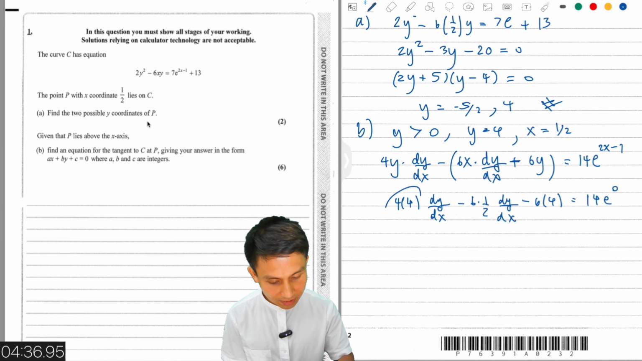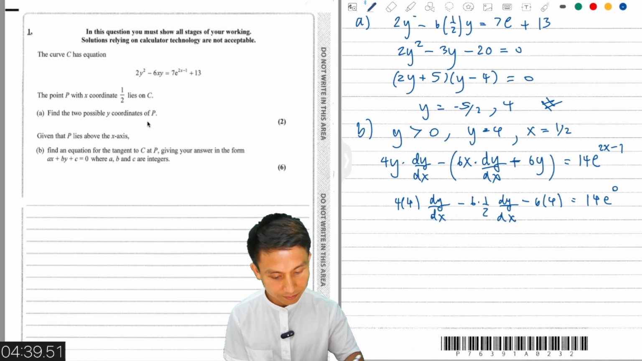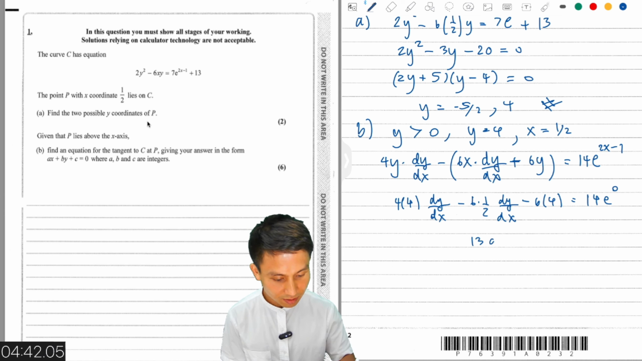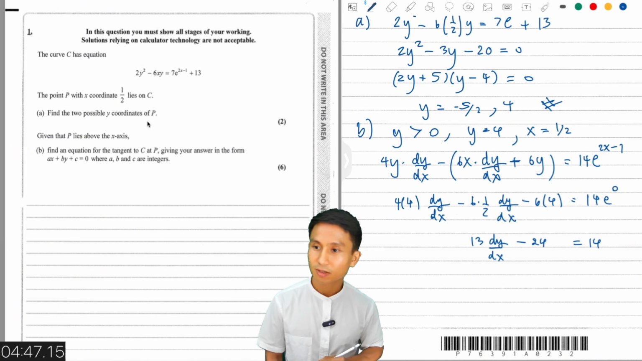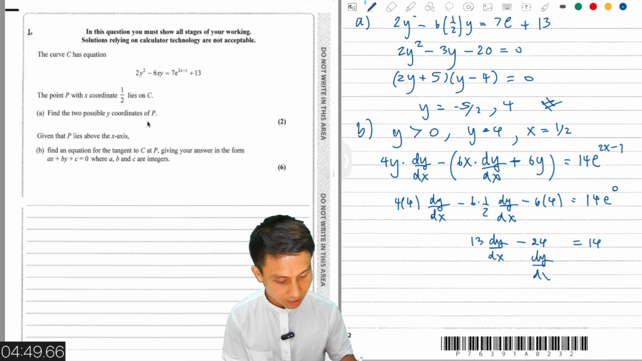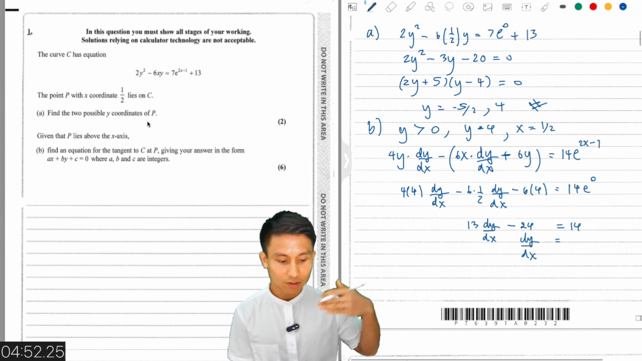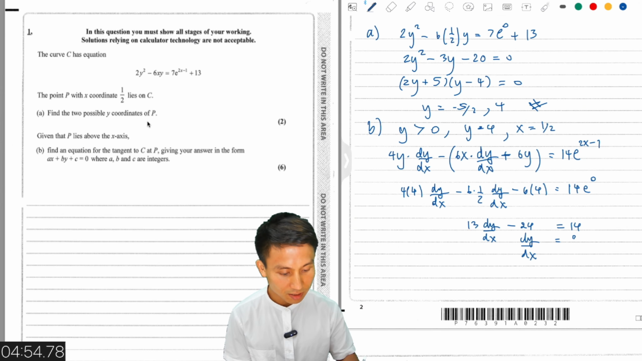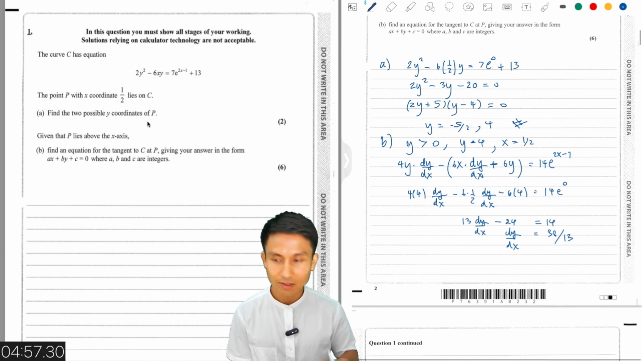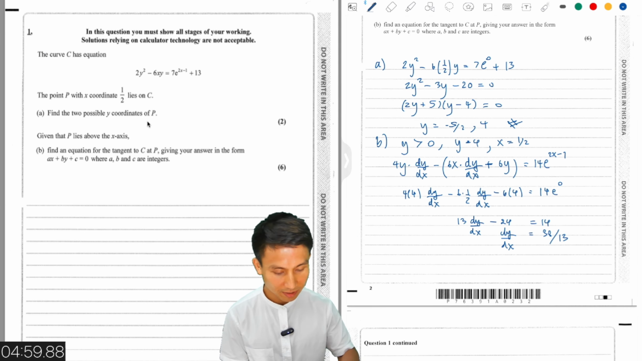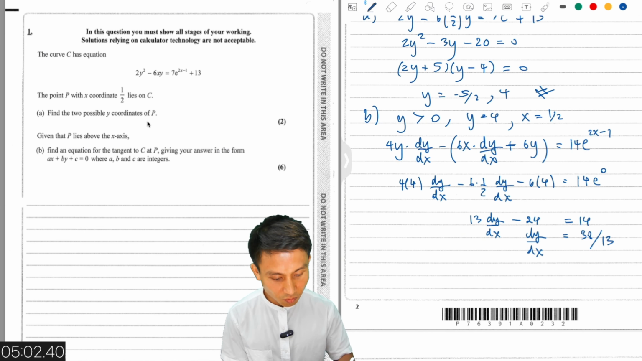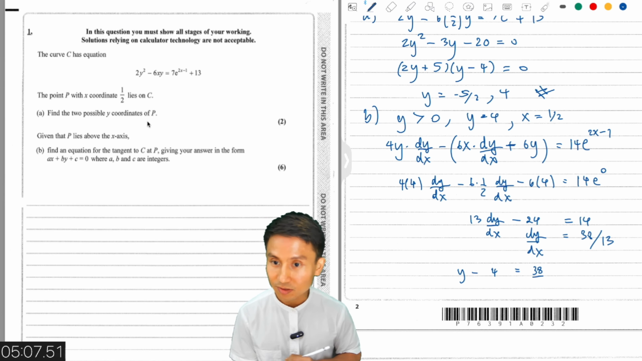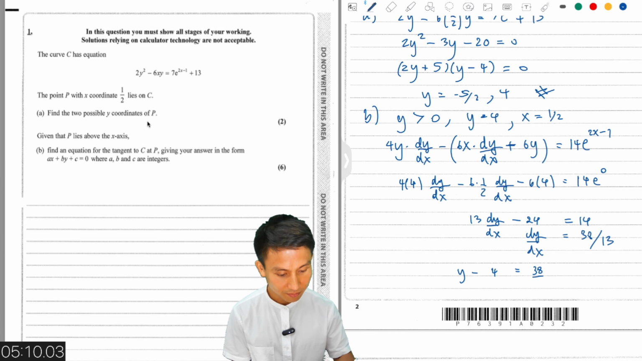Okay, so 16 here and 3 here. 16 minus 3 is 13. 13 dy by dx minus 24 equals 14. So dy by dx is just 24 plus 14 is 38, so that is 38 over 13. That doesn't look so nice, right? Okay. And then we do y minus y1 being 4 equals m, which is that. Wait, is it the tangent? Yeah, it's a tangent. I'm just checking. x minus x1 being 1/2.